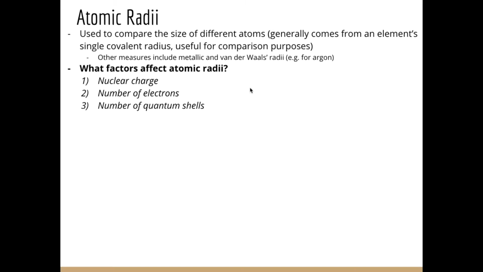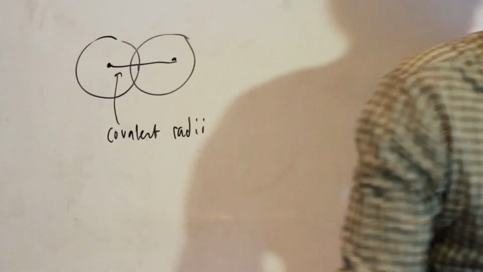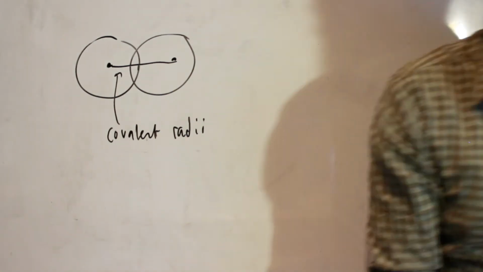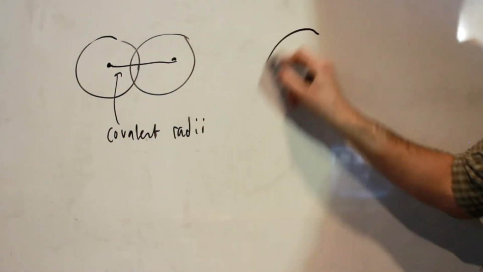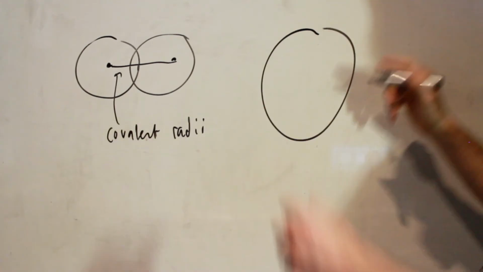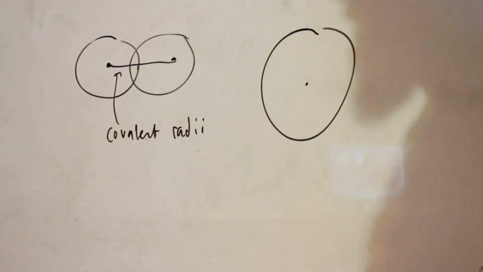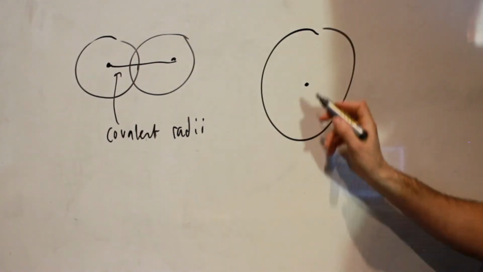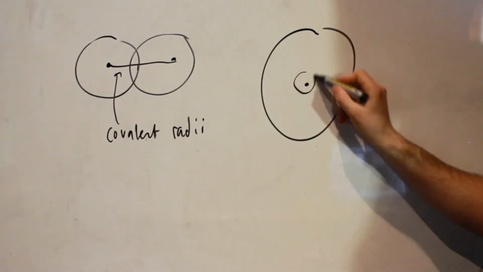So what affects atomic radii? If we imagine the size of an atom, it's my circle with my atom, electrons around it, I've got a nucleus in the middle. What's going to affect that? Well, it's going to be how many electrons it has, as in how many quantum levels it has.